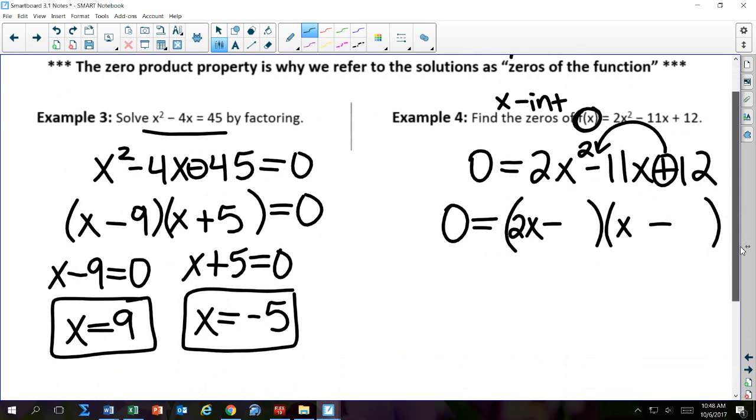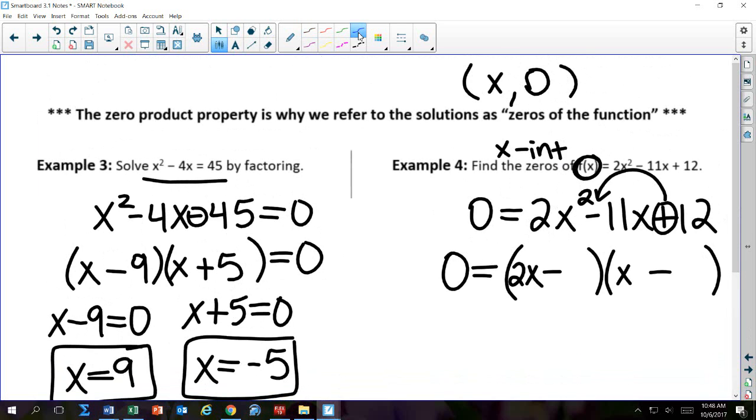Last times last should give me 12. What are some factors that give me 12? 1 and 12, 2 and 6, 3 and 4, 4 and 3. Remember, whatever I put in this outer blank here is going to be multiplied by 2. Whatever I put in this inner blank is going to be multiplied by x. Anybody think of what factors they would fill that in with? Let's try 2 and 6. The outers would be 12x and the inners would be 2x. So 12 and 2, not quite. We're close. 3 and 4 maybe?